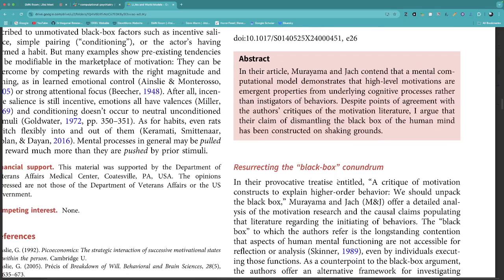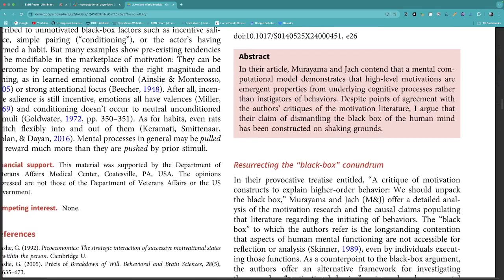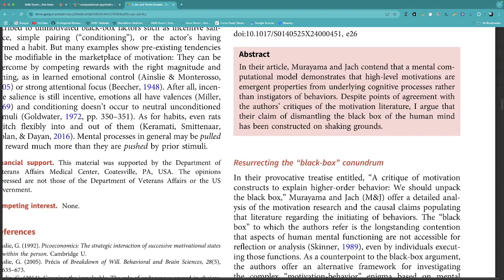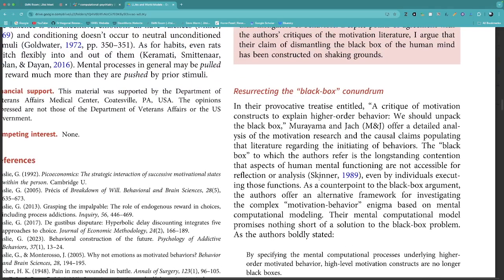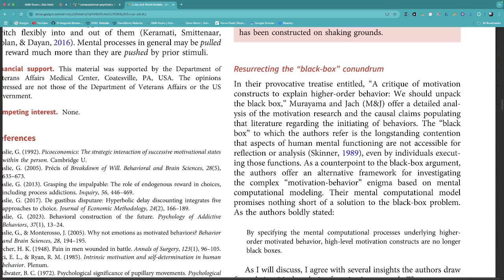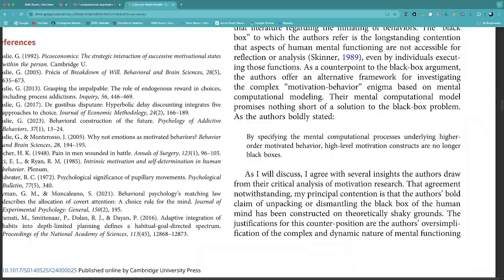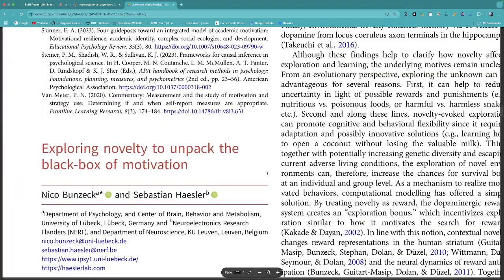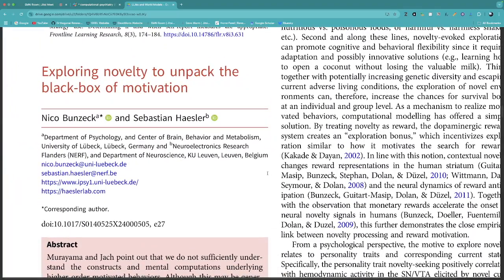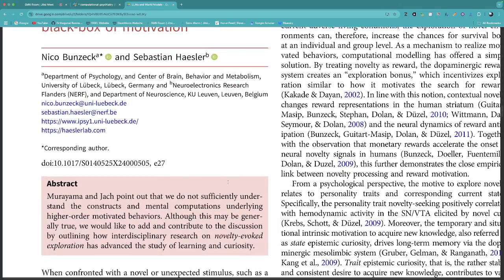Basically, this is not the correct way to view this. And so, how do we dismantle this black box? This is a classic discussion in psychology, in particular with respect to how accessible is what's inside the black box. So can we access the black box? And using a set of computational processes may or may not get us there. This one here is Exploring Novelty to Unpack the Black Box of Motivation.